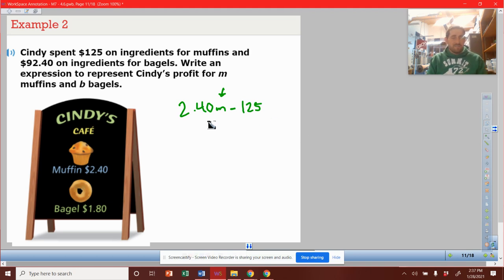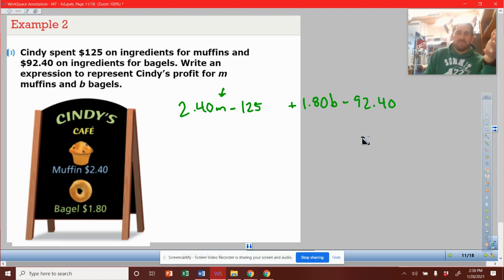The problem is she's not just selling muffins. She's got the same situation with bagels. She's earning a positive amount of earnings for the bagels of 180 cents for every bagel. And you don't really need that zero. Most people are going to want to write it just to see it, like this zero. You don't need it either, but it helps them realize, hey, that's my price for every bagel. And then there was an expense for those ingredients, $92.40.